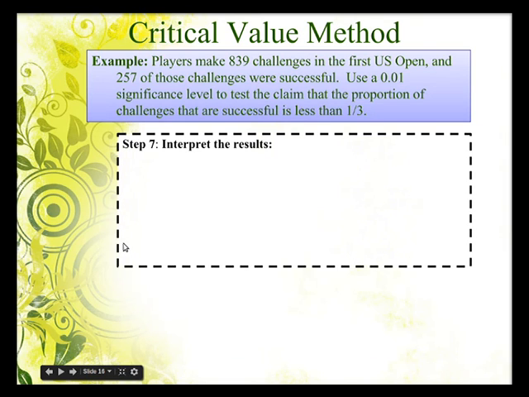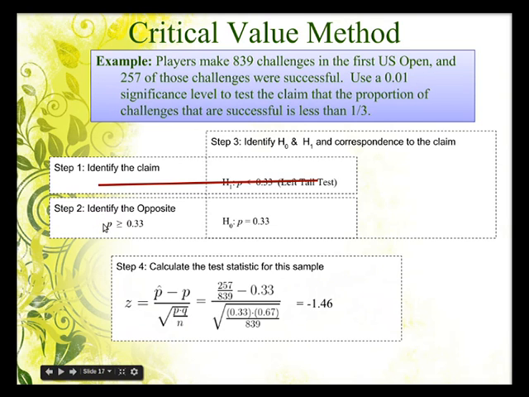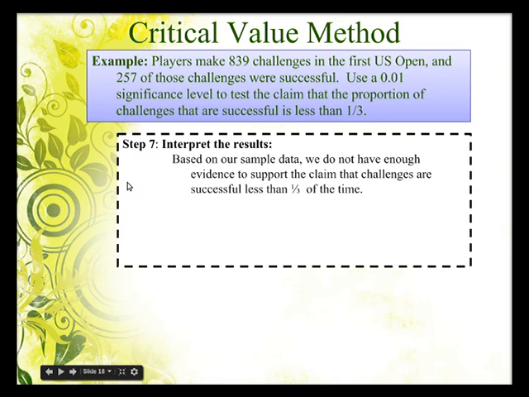So step 7 now is to interpret the results. Since we failed to reject the null hypothesis, I'm going to cross out the alternative hypothesis, which means I'm going to circle my opposite in this case. So effectively what I've done is crossed out the claim, which tells me that we don't have enough evidence to support the claim that successful challenges are less than 1/3 of the time.